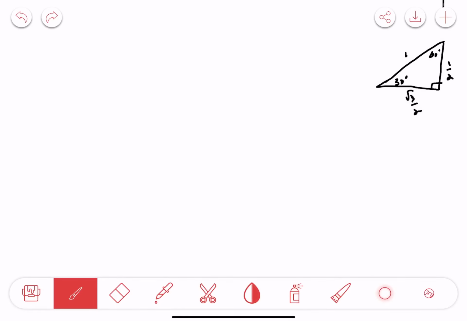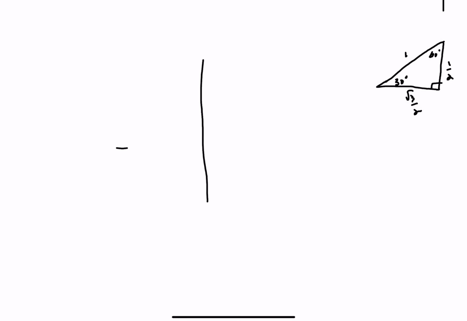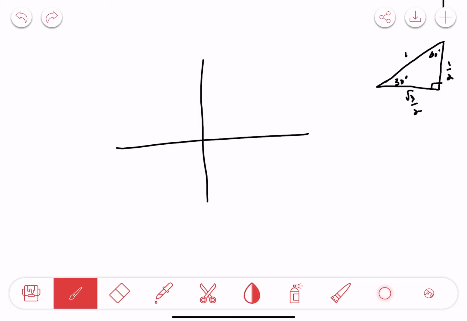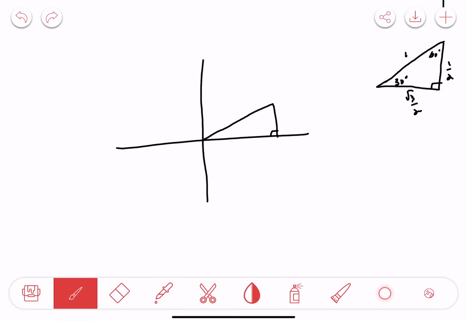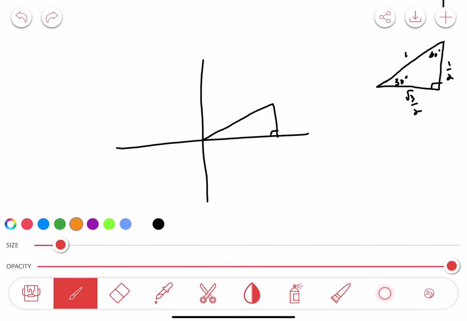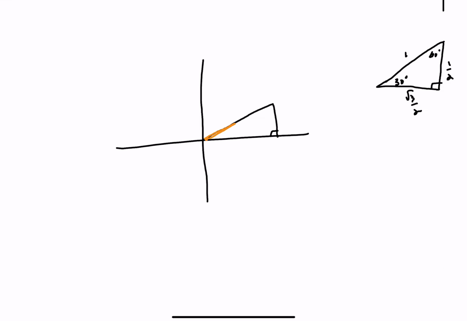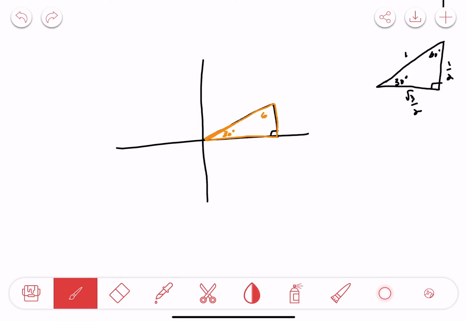Okay, so now we're going to do a similar thing that we did with the 45, but with the 30, 60, 90 triangle. So here's our coordinate plane. I'm going to take my 30, 60, 90 triangle and place it right here on the origin. So here's my 30, 60, 90. That's 30 degrees, that's 60 degrees, there's 1, 1/2, and root 3 over 2.